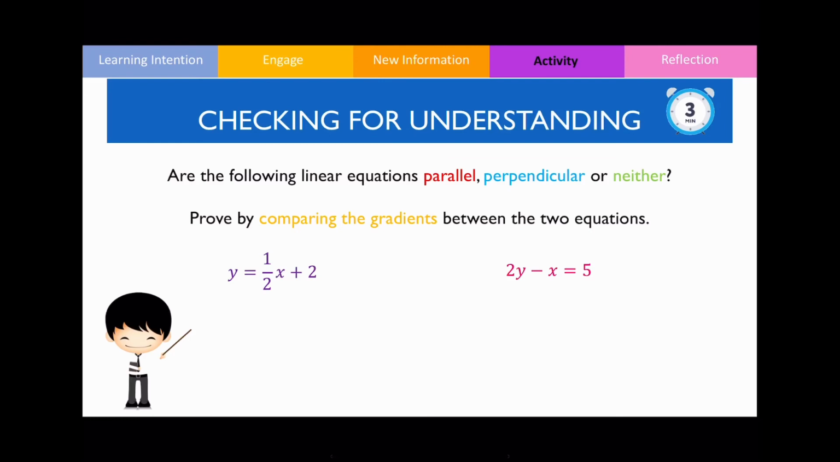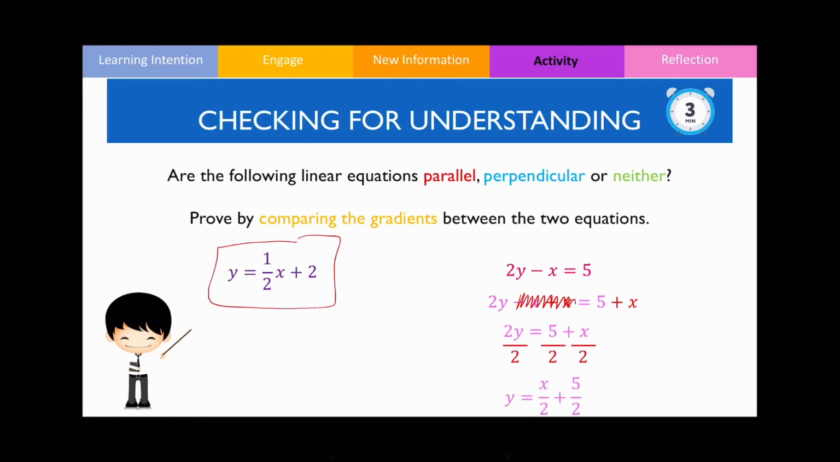If you've done this successfully, you'll notice that this equation over here is already rearranged. So I'm going to leave that one alone, but I will need to rearrange the equation on the right-hand side. So what I'll do is add x to both sides of the equation. This will get rid of the x found on the left-hand side of the equation. I'm therefore left with this, and now I'm going to divide both sides by 2. Therefore, my equation is going to be y is equal to x over 2 plus 5 on 2.